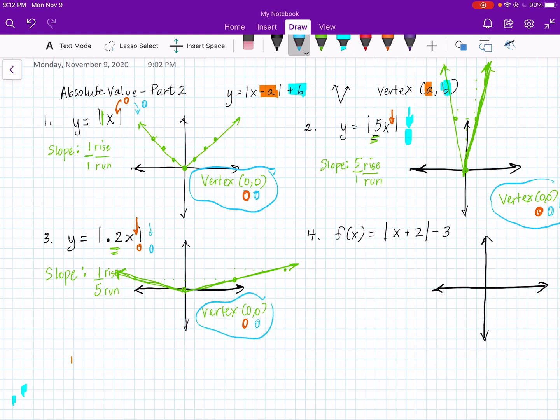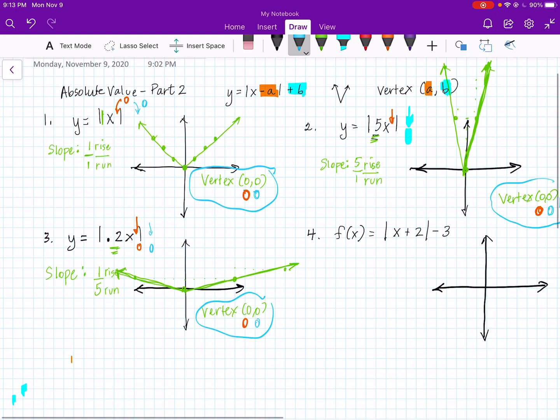Now, let's look at here. So inside is the A. So it looks like my vertex would be 2. But notice the equation says that it is a negative A. So because the equation is a negative A, that means whatever is in here, I'm going to times it by a negative 1 because it says negative A. So 2 times negative 1 is negative 2.